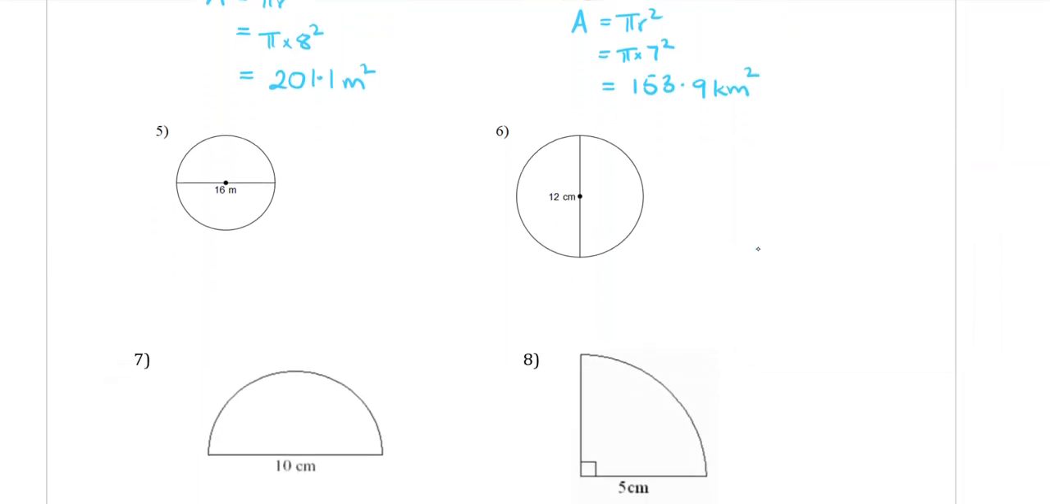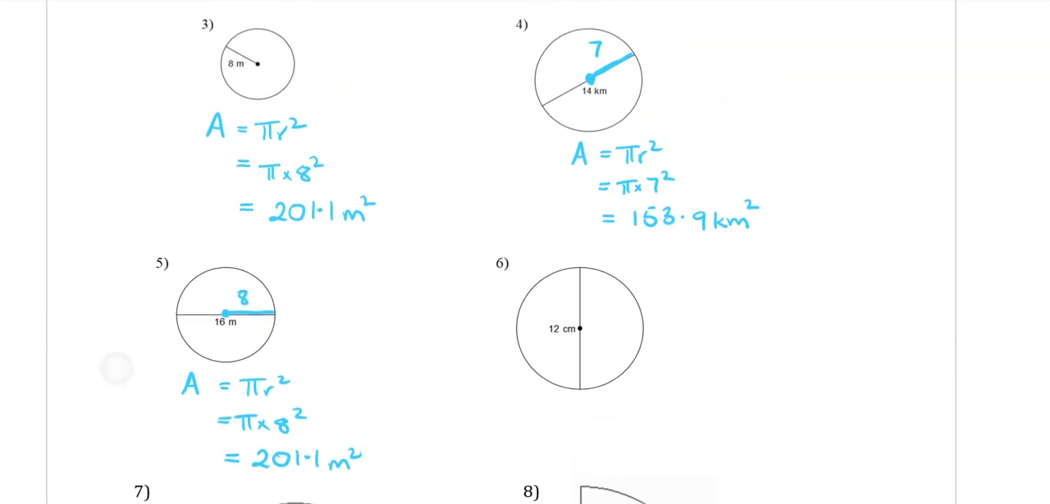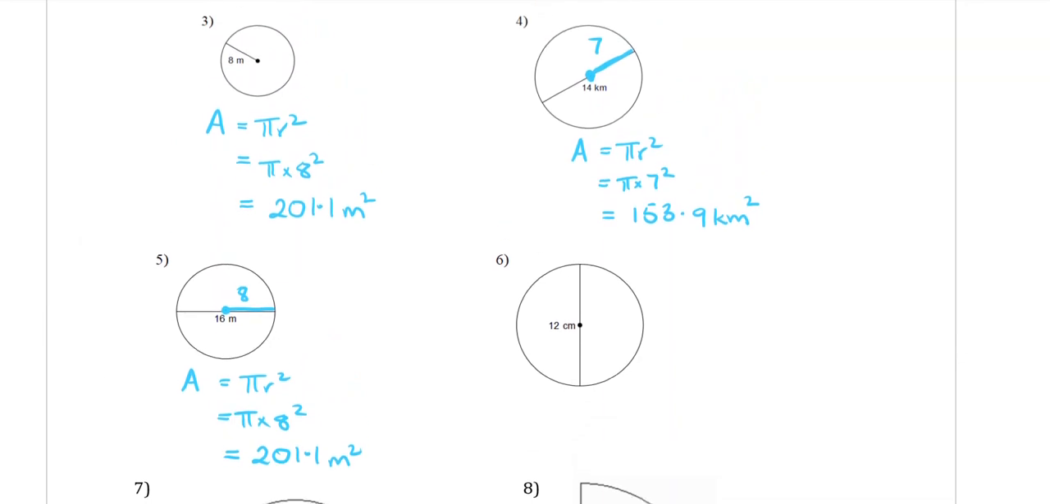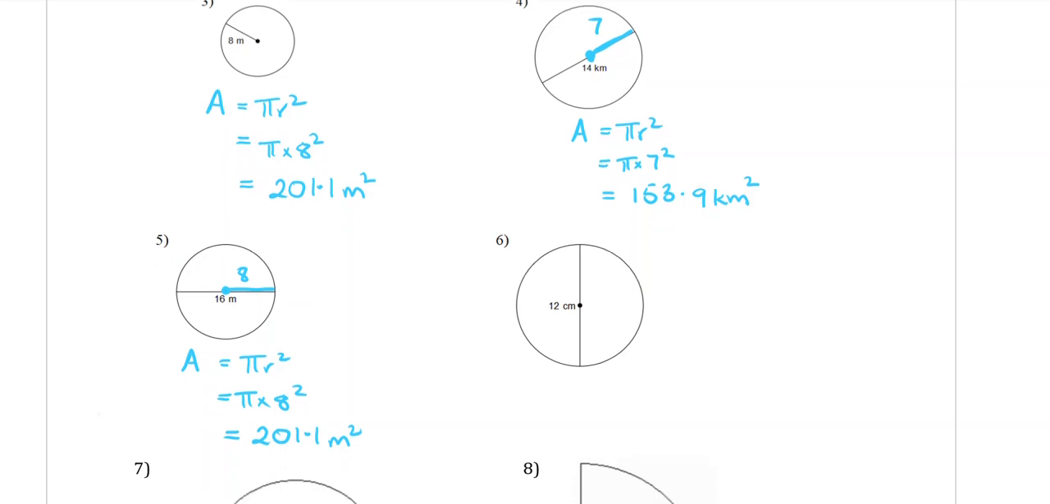Question 5. A equals pi r squared. What's the radius this time? Very good, because from the centre to the edge would be 8. 16 is the whole way across. We only want halfway. So it will be pi times 8 squared. We've actually already done that. See the one above? Pi times 8 squared. So it's 201.1 metres squared. Question 3 and question 5 are actually exactly the same. It's just that one's giving me the radius and one's giving me the diameter. But the answer is the same.